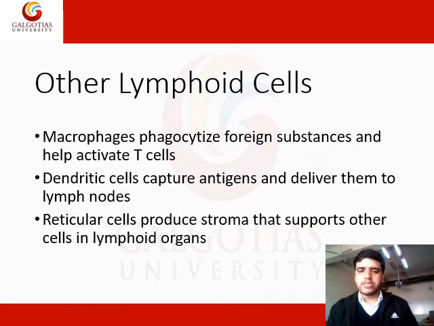The other lymphoid cells include the macrophages, which phagocytize the foreign substances and help to activate the T cells. Dendritic cells capture antigens and deliver them to the lymph nodes. Reticular cells produce stroma that supports the other cells in the lymphoid organs and keeps them located in a single place.